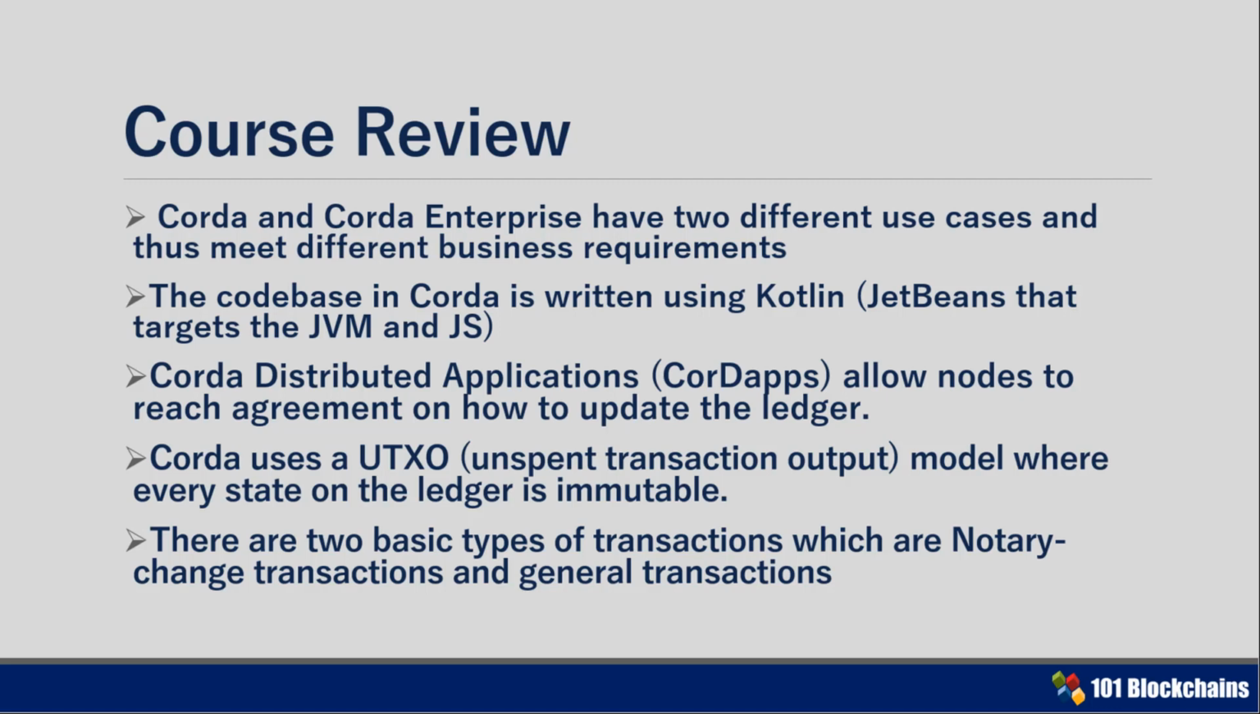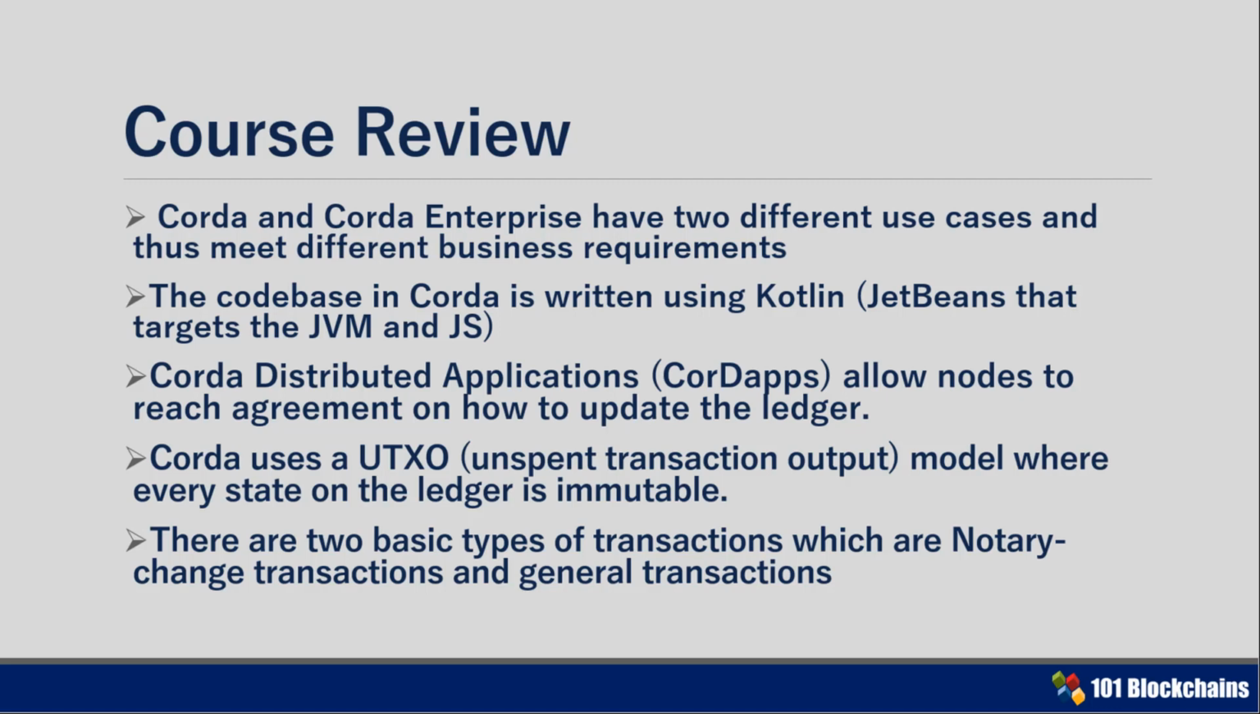Now, when it comes to the CorDapps, we know that these are used on how to come to an agreement on the ledger. Corda uses a UTXO approach when it comes to how the states are recorded on the ledger. We know that the ledger is immutable. We know also that the ledger is basically a multilateral type of ledger. And with that said, we do want to be aware that the model uses UTXO.